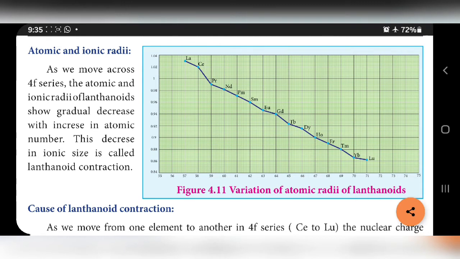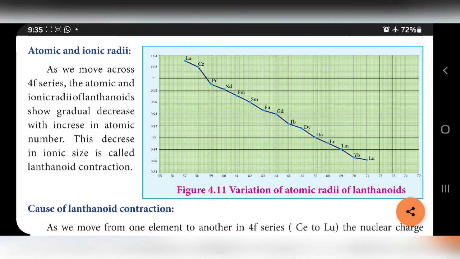Last class we learned about f block elements. In this video we are going to continue f block elements only. In f block elements, last class we learned the position of lanthanides in the periodic table, electronic configurations of lanthanides and oxidation state of lanthanides. Today in this video we are going to learn atomic and ionic radii.